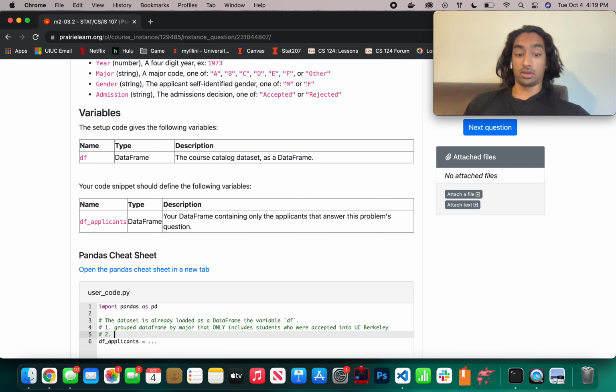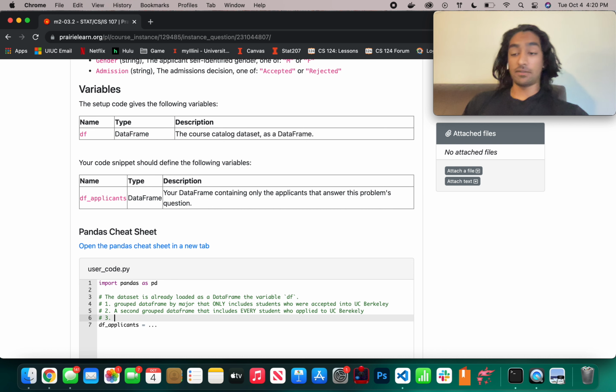All right. So then for the second part of this, now if we create a group data frame that has only students that are accepted in UC Berkeley, if we think about this like a probability, so total of accepted divided by the total amount of the entire population, what we're going to need next is another group data frame that includes the total amount of students. That's going to be accepted and rejected. So we need a second group data frame that includes every student who applied to UC Berkeley. And then number three is we're going to have to divide those numbers and create a new column called admission rate. So create a new column that is equal to accepted divided by total.